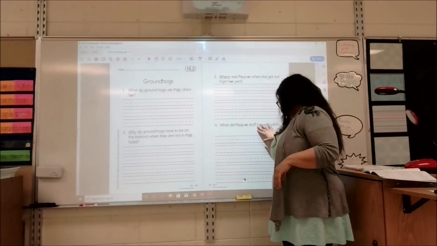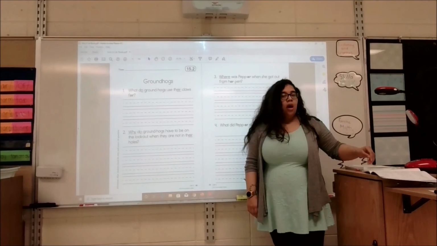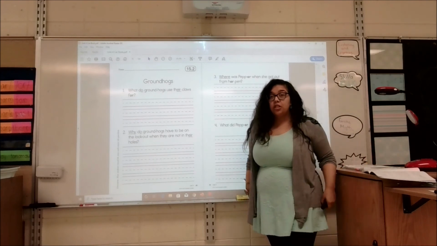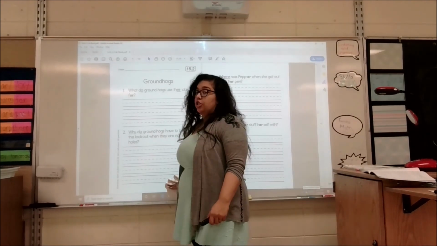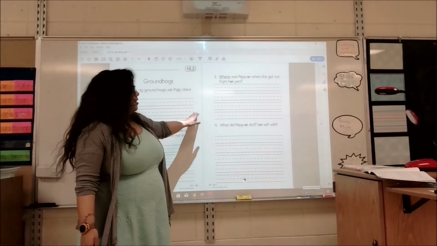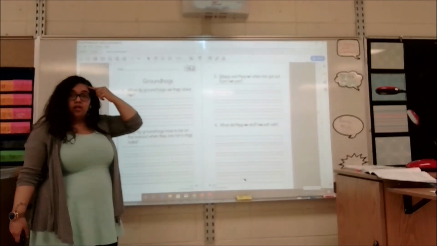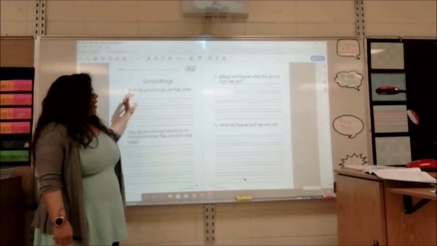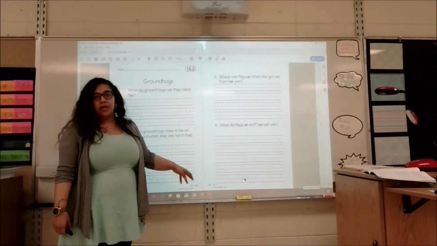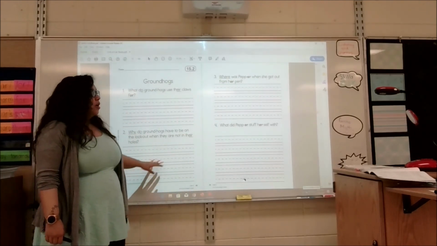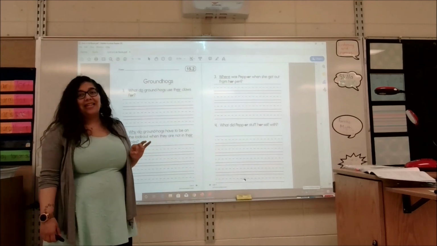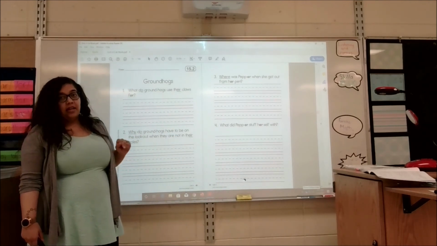These four questions, I will not read out loud to you, but if I have any additional questions, I will read those. These questions and all these words are what's considered decodable, meaning you've been given the tools to sound out and read these words and respond. Notice there's a lot of lines, which means you should be writing complete sentence answers in your Nearpod.